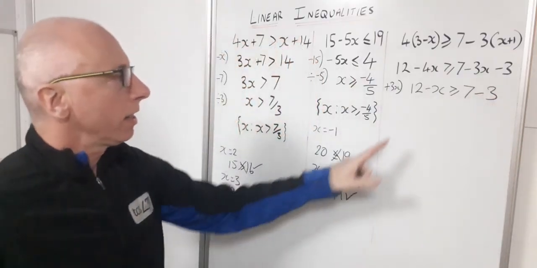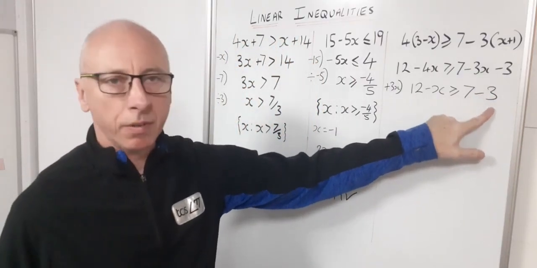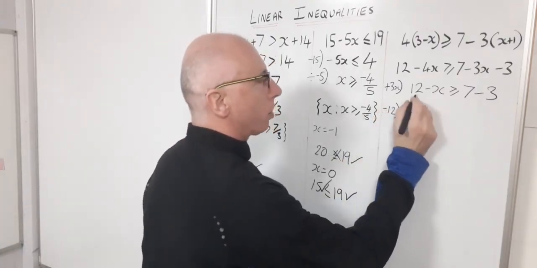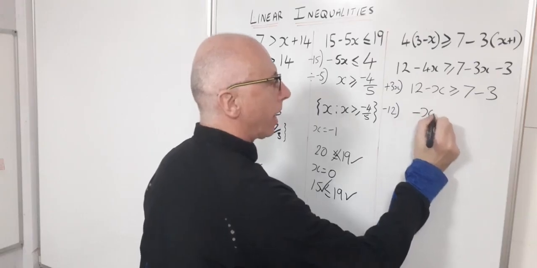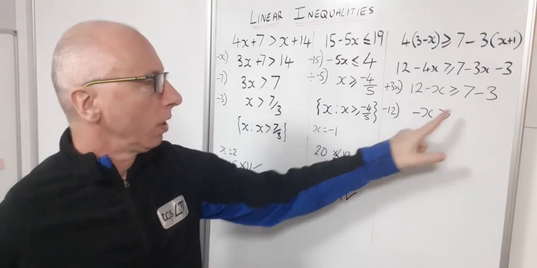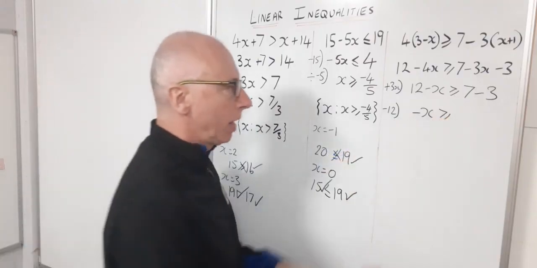Okay, right. Let's get this 12 over to this side and simplify this. So now I need to subtract 12. So subtract 12 from there, I'm left with minus x greater than or equal to 7 minus 3 is 4. 4 minus 12 gives me minus 8.